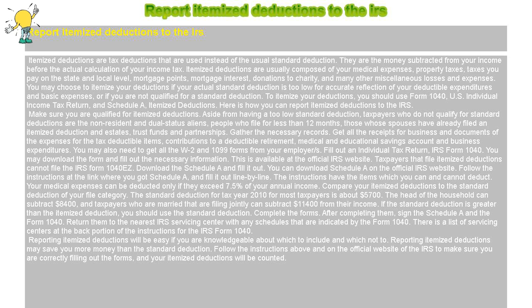Gather the necessary records. Get all the receipts for business and documents of the expenses for the tax-deductible items, contributions to a deductible retirement, medical and educational savings account, and business expenditures. You may also need to get all the W-2 and 1099 forms from your employer/s.